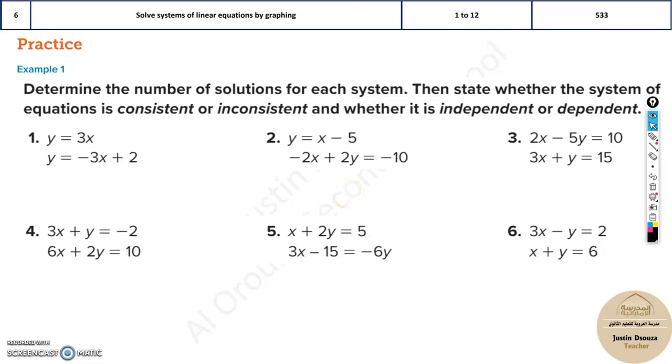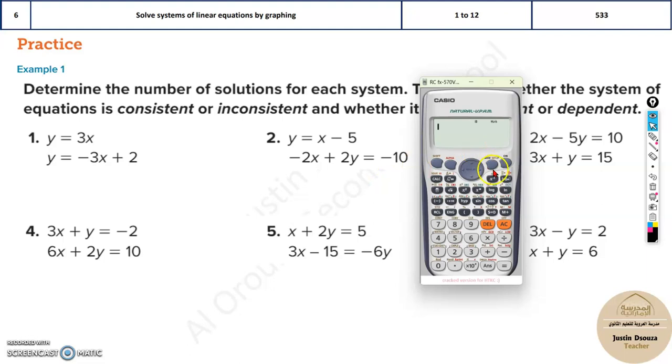This is a doubt clarification video for grade 10 advanced topic 6, question number 4. I will do 4 and 5 because they are quite similar. Over here you have to solve the system of equations in the calculator easily.